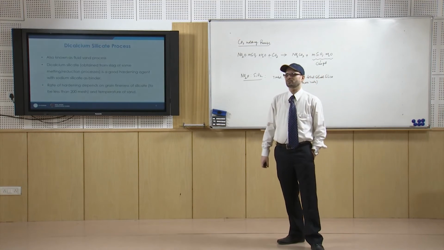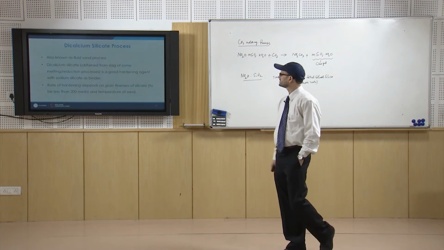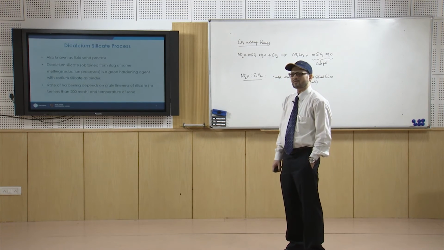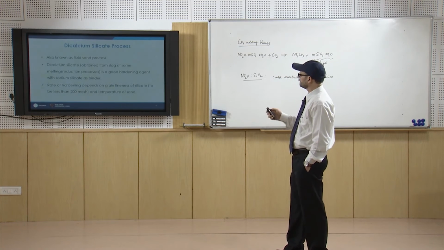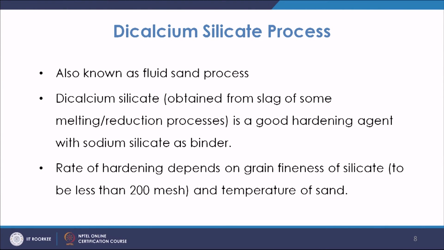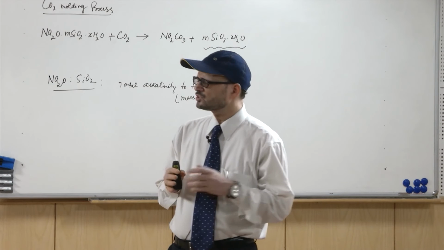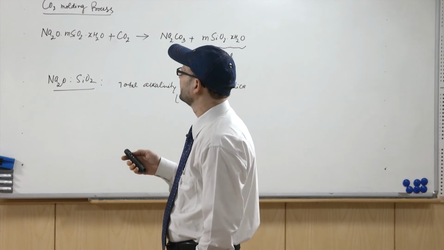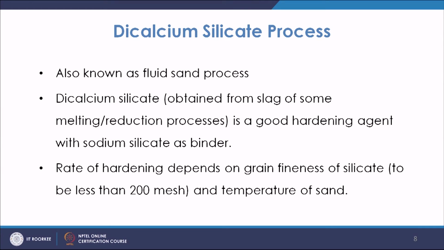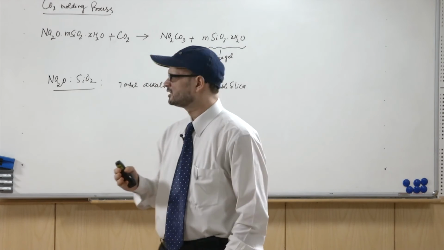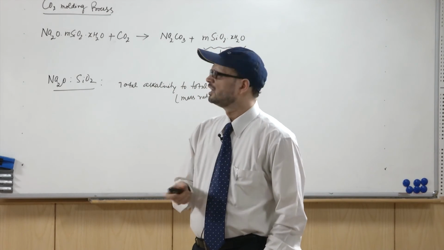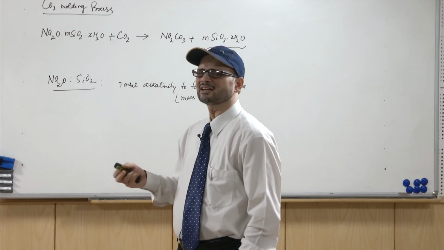Next in the line is the process known as the dicalcium silicate process. It is also known as the fluid sand process. The sand mix becomes fluid, and it is given the name dicalcium silicate because dicalcium silicate is obtained from slag of some of the melting or reduction processes, like hot blast cupola or furnaces, acid lined furnaces. All these places you get the slags.